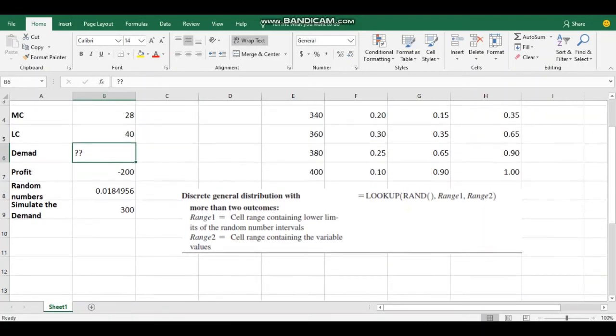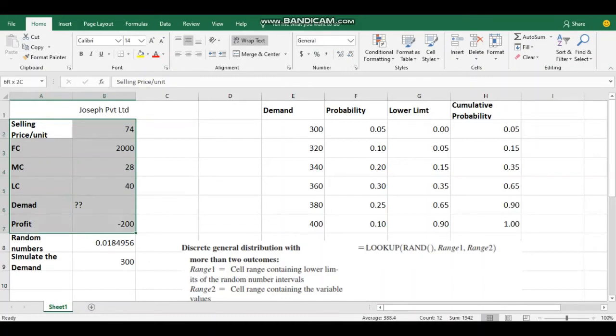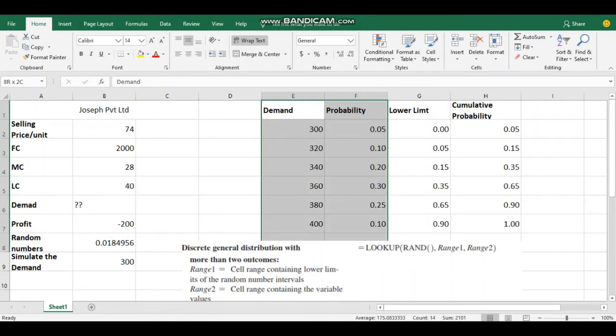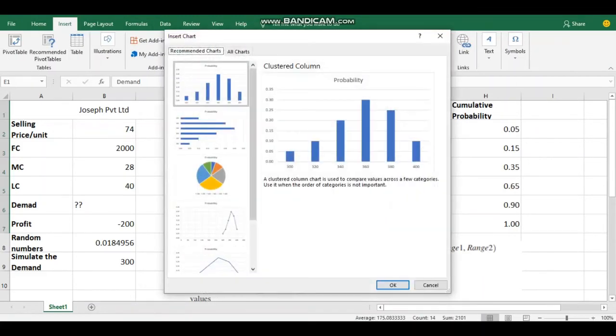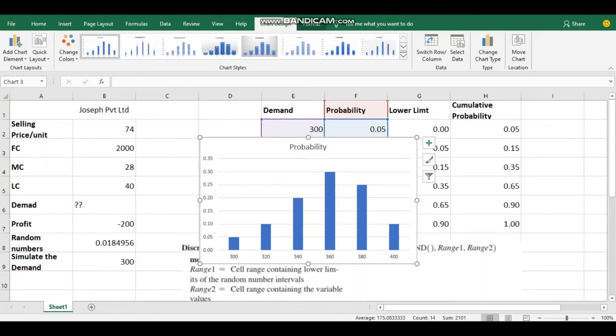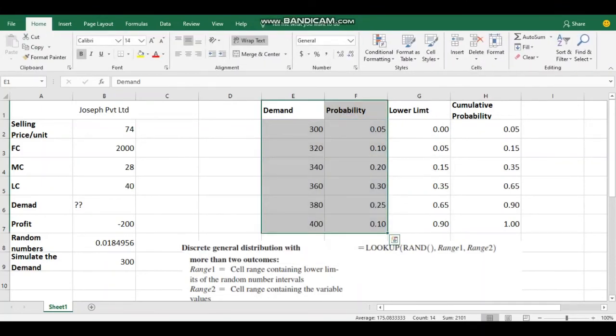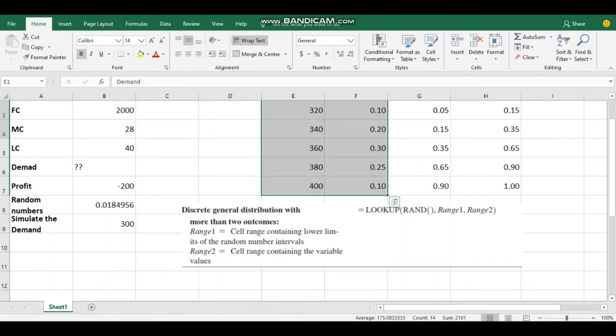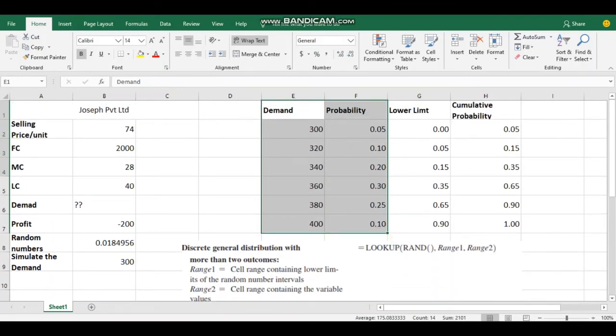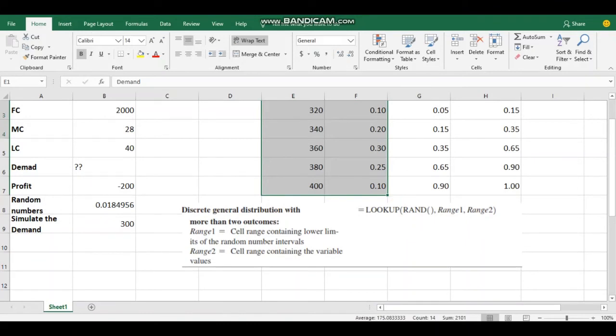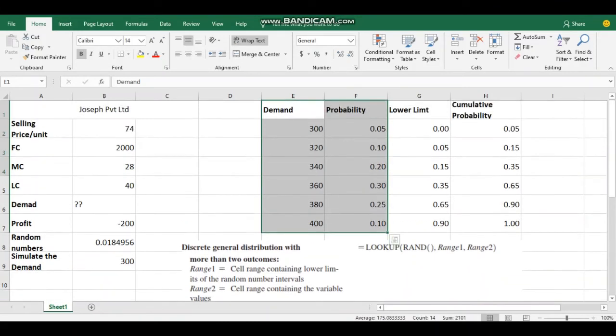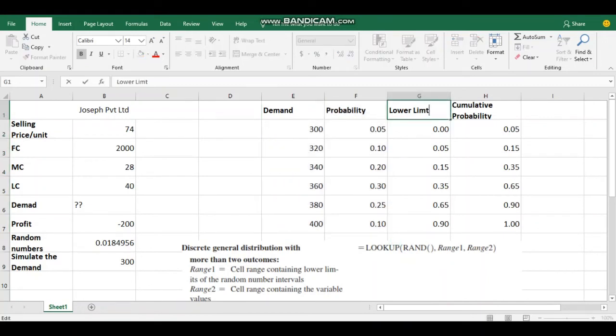So first, we took all these details. Only demand was in a different form, so we did the probability calculation. Then we saw the distribution. What was the distribution you saw? Insert chart. This was the distribution, and this is called a discrete distribution. The moment you have the data in a discrete distribution, you have to use the lookup formula with RAND. The formula requires the lower limit and the range values. That's why you have to calculate the lower limit, as I showed you.